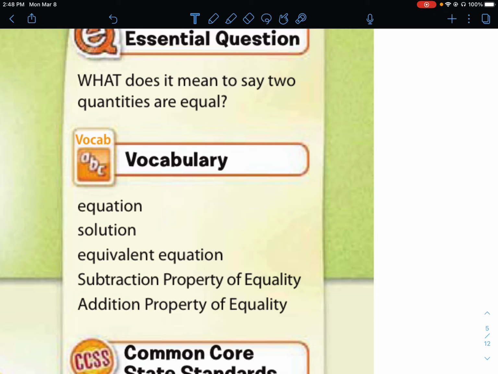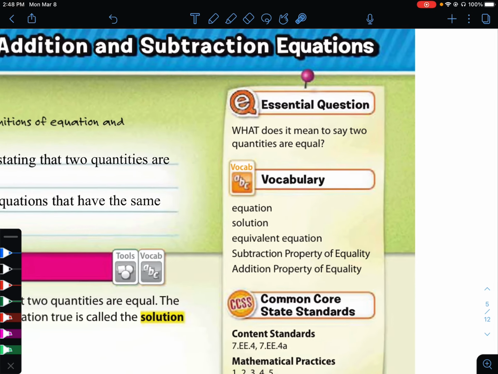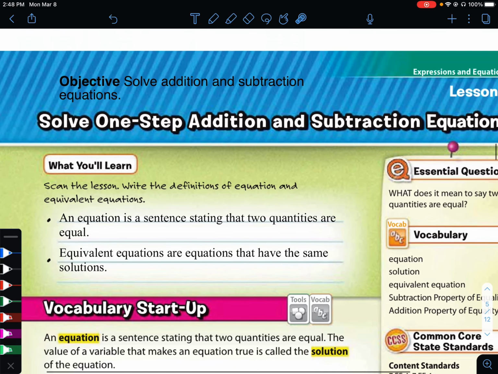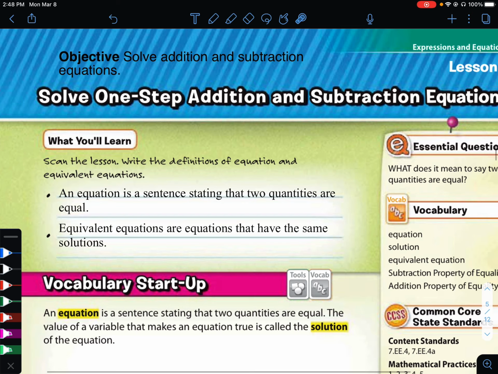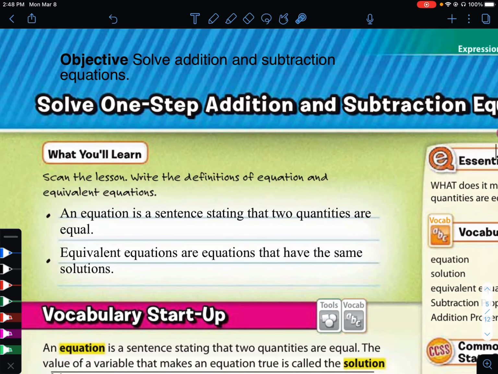Okay, and we're going to add two more properties here: the subtraction property of equality and the addition property of equality. So all of these terms we will be discussing in this lesson. The objective of this lesson will be to solve addition and subtraction equations, at the very top right there.